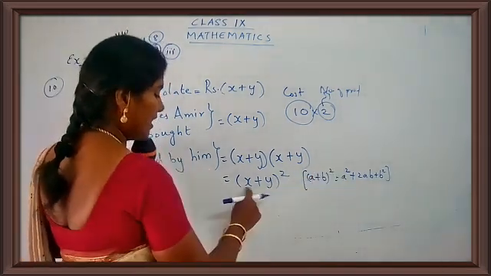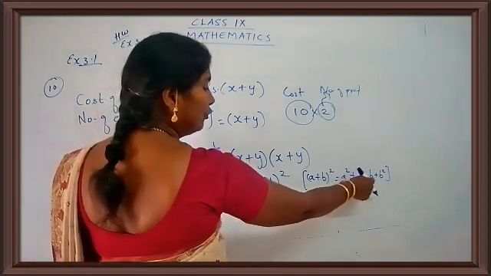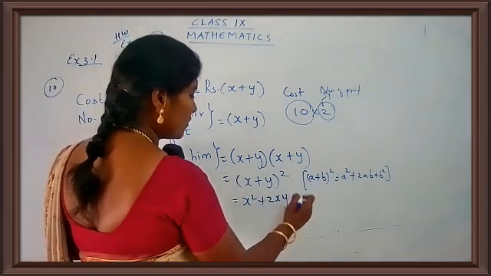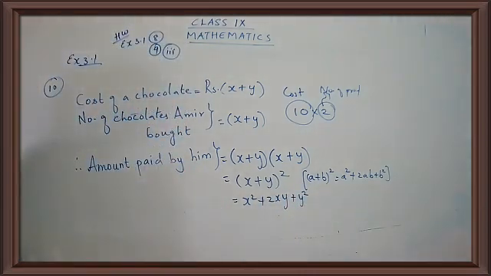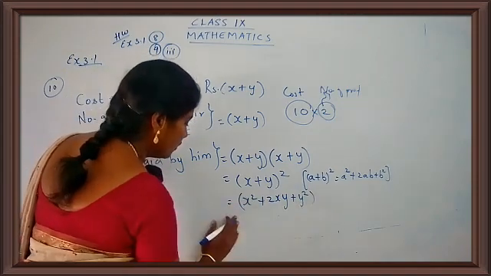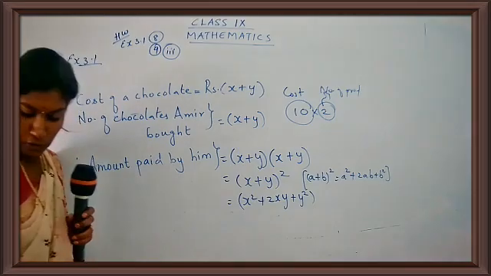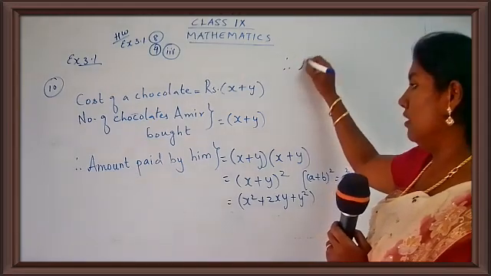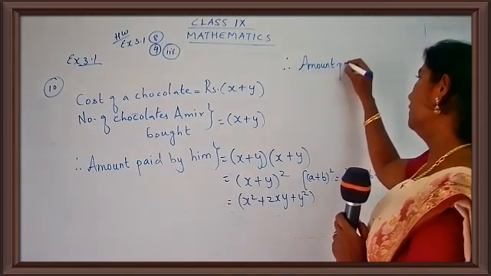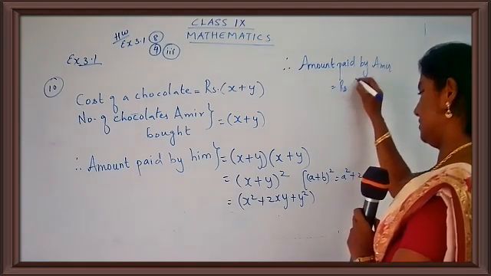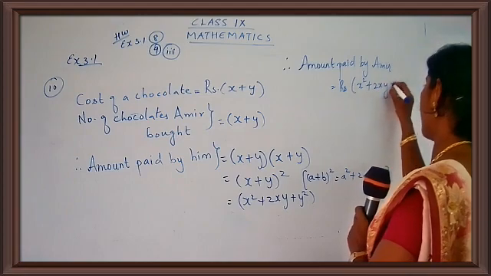So I get the answer as a square. So what is a square? x square. 2 into a into b, so 2 into x into y, plus y square. Okay, so I got the answer as x square plus 2xy plus y square. And children, you have to write down here the unit as rupees. So just use a bracket first of all. Okay, I'll just write down below. Therefore, amount paid by Amir is equal to rupees x square plus 2xy plus y square.